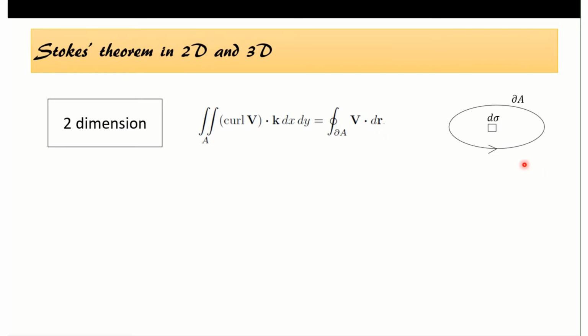So just to show you an example, I make a simple plot like this, where this is on my xy plane, and this d sigma over here is basically the small area of this boundary, which is written as the partial derivative of a. Right, so here this partial derivative of a is to show that this is the boundary that we are interested in evaluating the integral over, whereas this d sigma is the integration of dx dy.